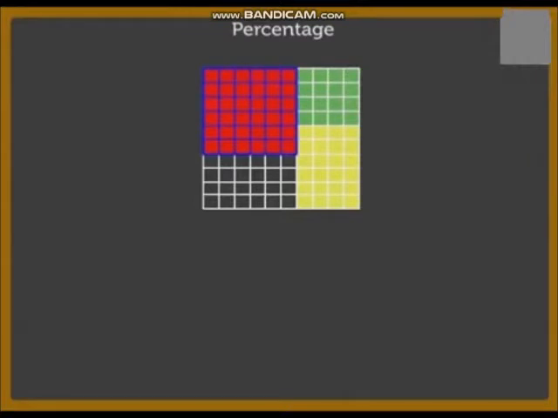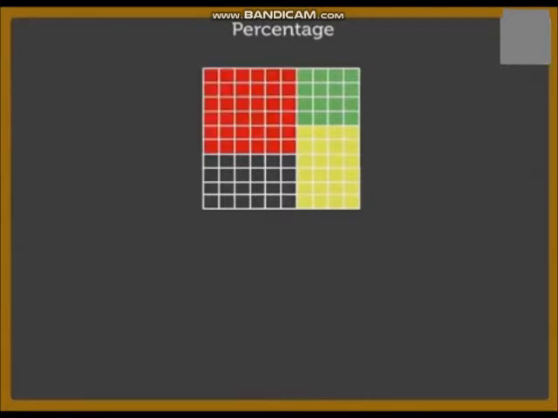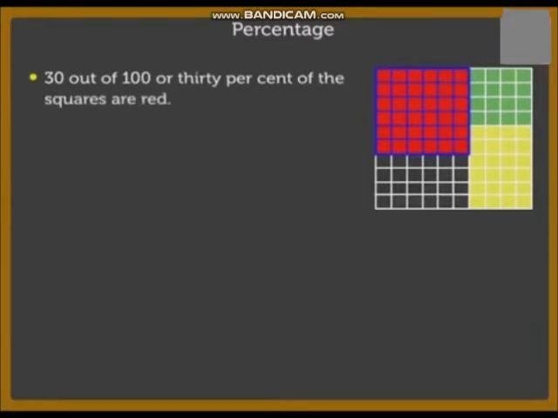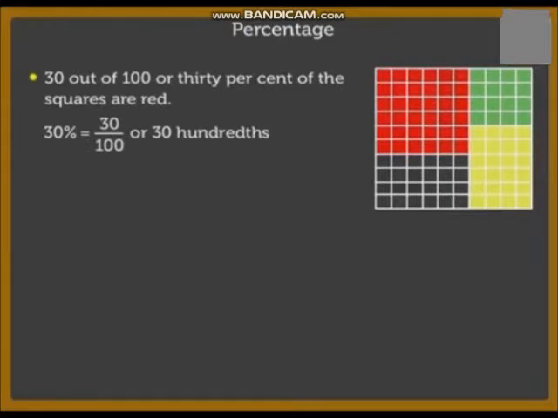So first of all, if we are going to find what is the percentage of red color here, or you can see red squares here. So the percentage for red squares here, red squares are 30 out of 100, or we can say 30% of these squares are red. And symbolically we will write this as 30 with the sign of percentage. This 30% is equals to 30 by 100 or 30 hundredths.